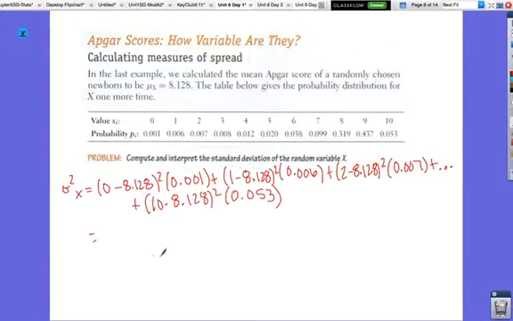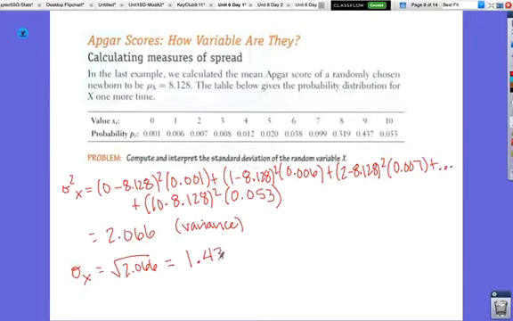Whenever you work that out, you would get 2.066. This would represent the variance. And so then in order to get the standard deviation, you would take the square root of 2.066, and that would give you 1.437. On average, a randomly selected baby's APGAR score will differ from the mean, which is 8.128, by about 1.4 units.